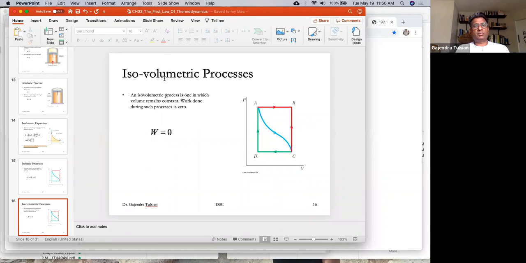This is an isovolumetric process, where the volume is not changing. In this process, the pressure of the gas is increasing, so you're adding heat. In this process, the pressure is decreasing, so you're removing heat from the gas. And the work done is 0. The area under these curves is 0, so the work done by the gas is 0.